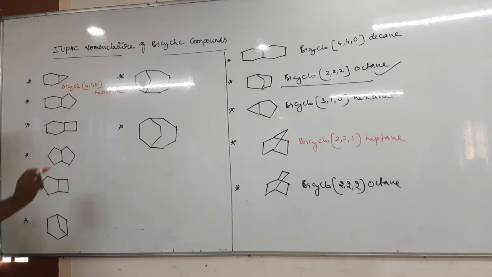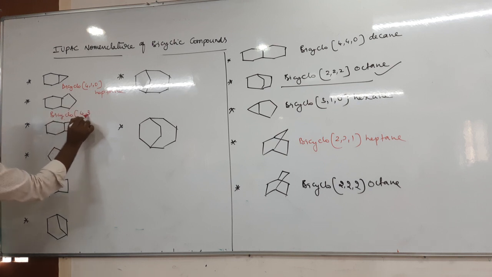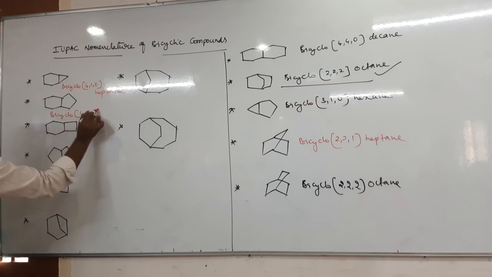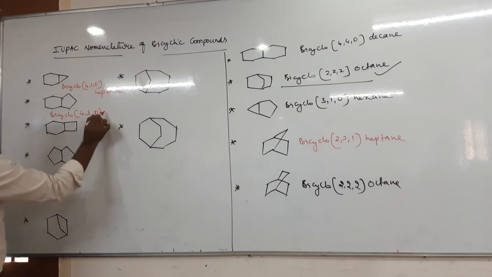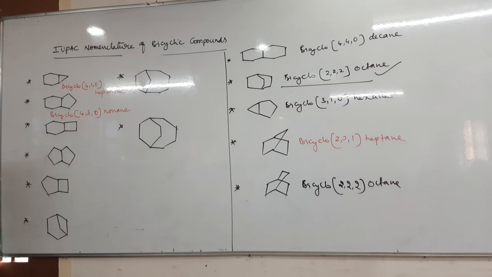Next, bicyclo 4,3,0 nonane. Okay, will you write the remaining all? Write later. Next, take the structure and write the IUPAC name later.